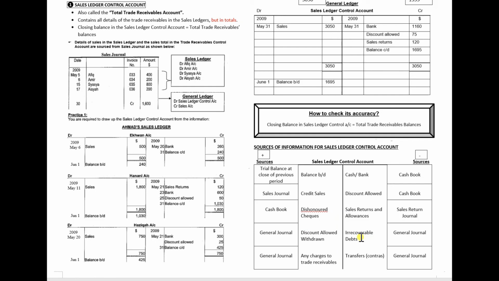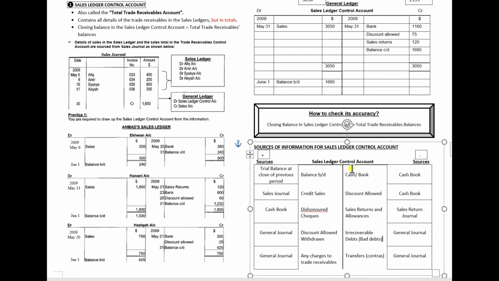Bad debts. Now we haven't covered this one, but just so you know, bad debts is when the amount the customer owes, he's not able to repay it. He's not going to repay the amount he owes for a long time, and then we decide to write it off as bad debts. So this is minus off from the account. Then any charges to the debtors, maybe interest for late payment and so on, you have to increase the amount owing. And transfer will almost always be here, or transfers or contra. What is meant by this, we'll go through later on.